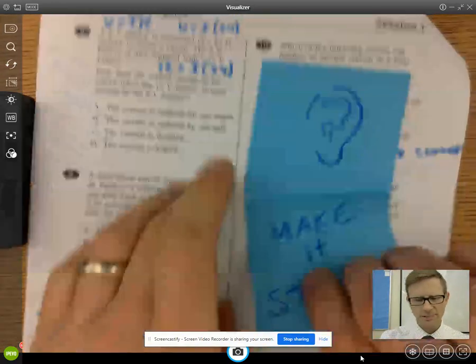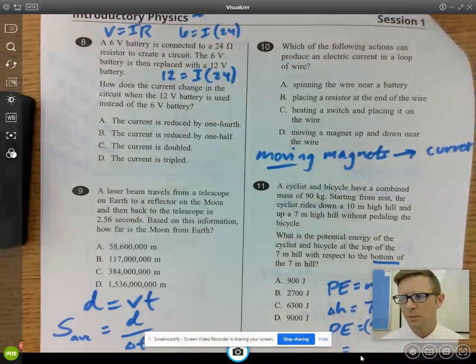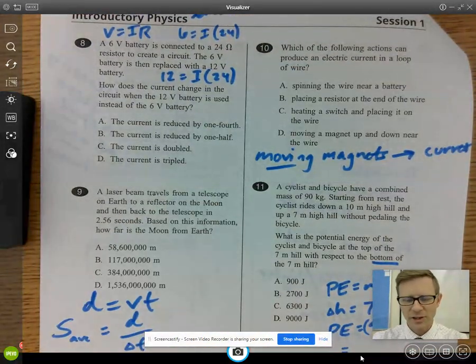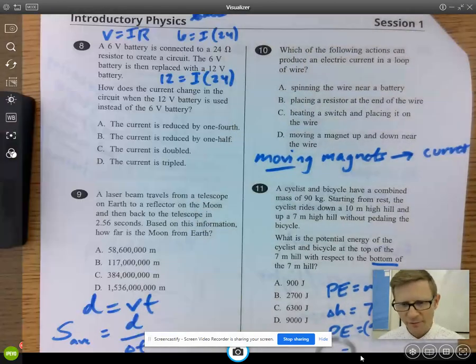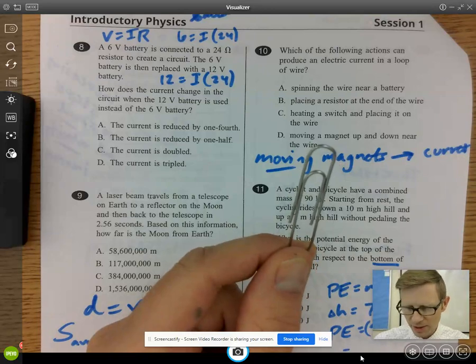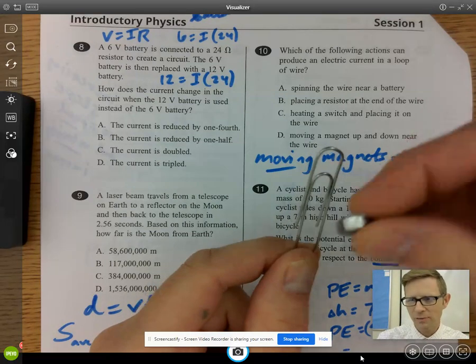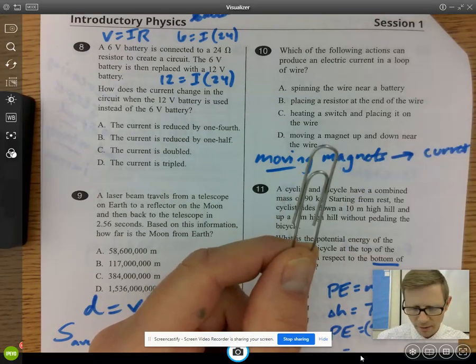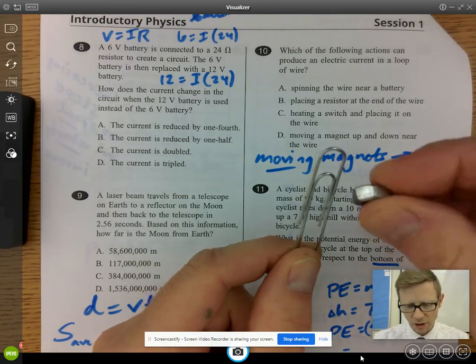Now, number 10, moving magnets create an electric current. Let's say I have this piece of metal and it's a paper clip. If I take a magnet, pretend this is a magnet, and I wave it around, it's going to create an electric current. But if it just sits there, it's not going to create an electric current.